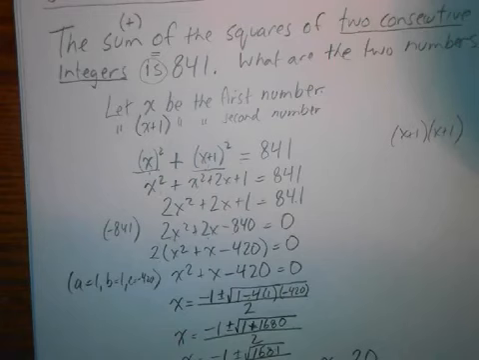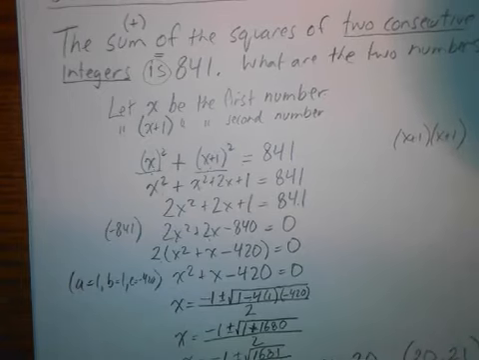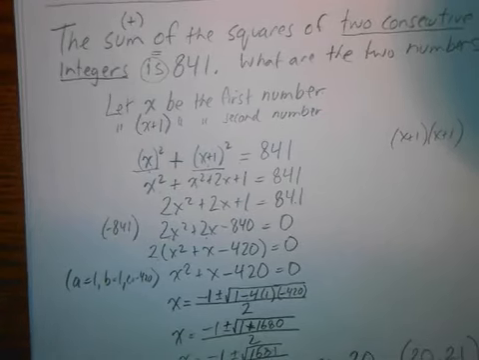Well, if the lower number is 20 and the other number is 1 more, that means the second number is 21. And that makes sense. If you actually square each of these and add them together, you will get 841. But what's all this here about negative 21?